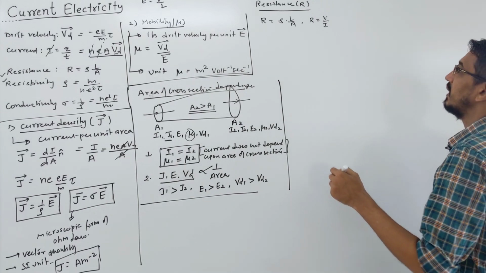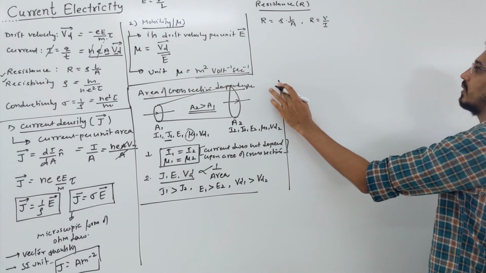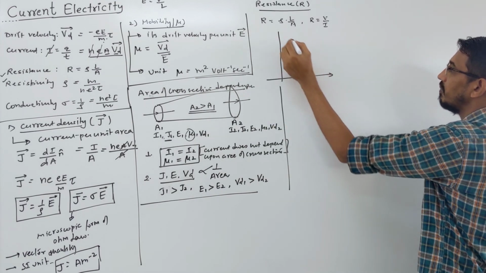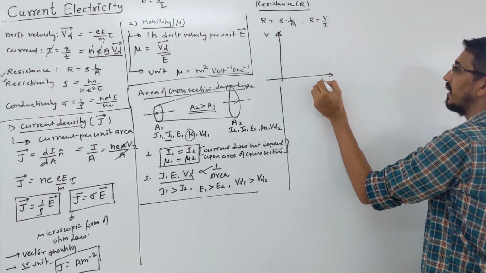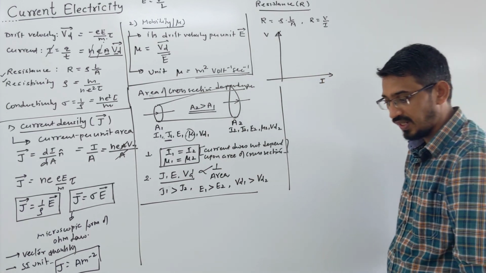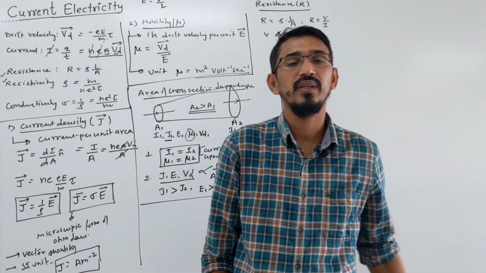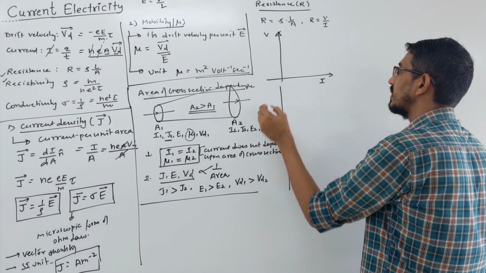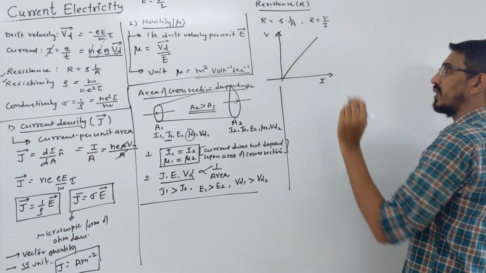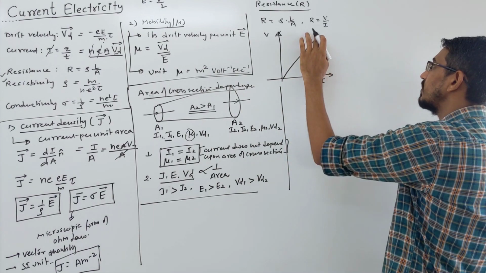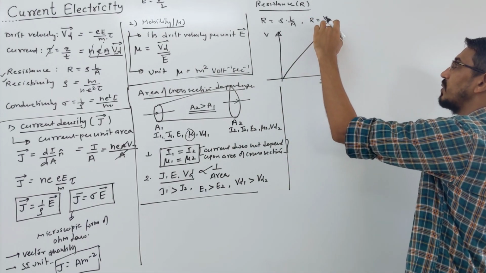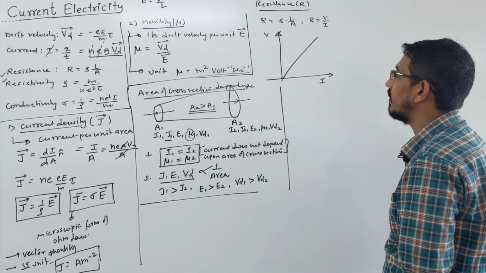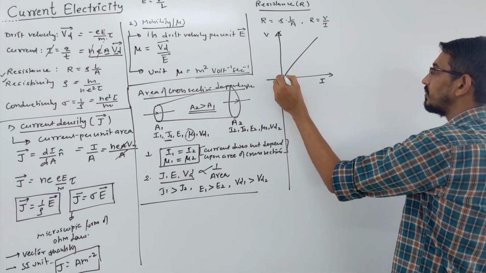Now watch carefully. Suppose you draw a graph between V versus I, the graph between voltage and current for the given wire. We are talking about good conductors, then it becomes almost proportional, according to Ohm's law. This is Ohm's law: V by I, this ratio is a constant, that's called resistance. Now watch carefully what happens.